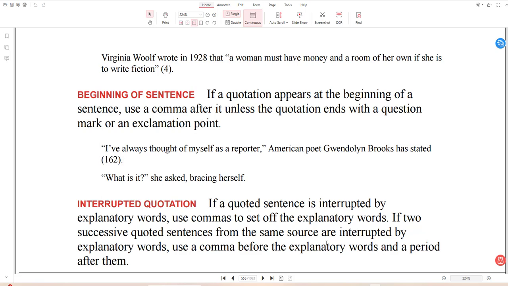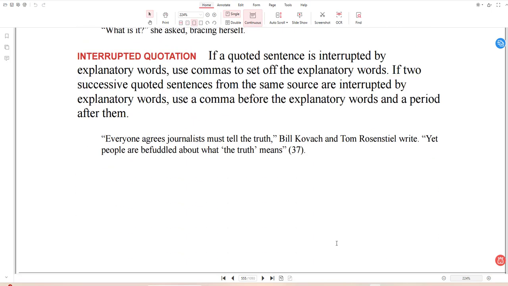"I've always thought of myself as a reporter," American poet Gwendolyn Brooks has stated (162). If a quoted sentence is interrupted by explanatory words, use commas to set off the explanatory words. If two successive quoted sentences from the same source are interrupted by explanatory words, use a comma before the explanatory words and a period after them.